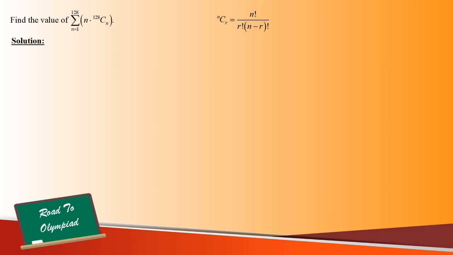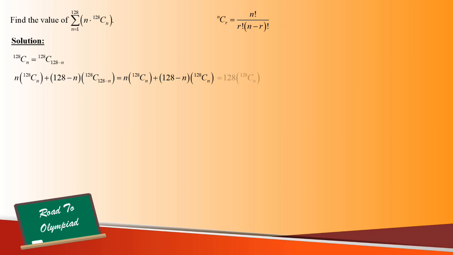To solve this problem, we start by noticing that 128 choose n is equal to 128 choose 128 minus n. This can be easily proven from the definition of n choose r. With this, generally, we can write n times 128 choose n plus (128 minus n) times 128 choose (128 minus n) as n times 128 choose n plus (128 minus n) times 128 choose n.